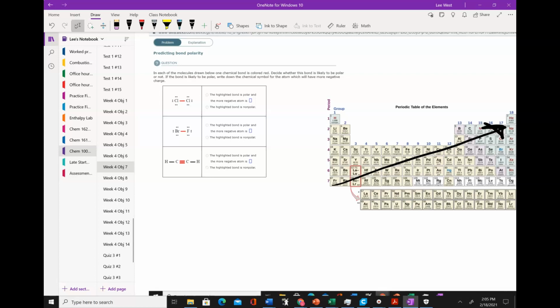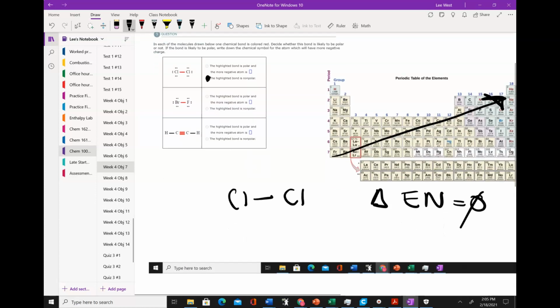So in this first molecule here, we're looking at the bond between 2 identical chlorine atoms. So what that means is that the difference in electronegativity will be 0 because there's 2 identical atoms. So that means that the highlighted bond, the one that's in red, is non-polar.